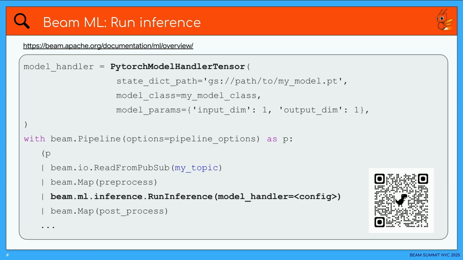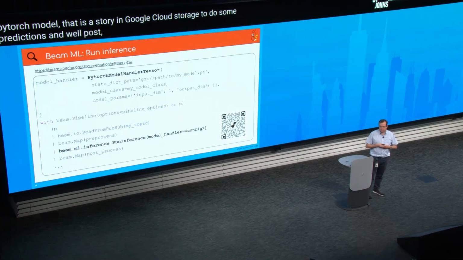RunInference, what is it? You have probably already seen it in other talks. It's just a very simple way to call a model from a pipeline in Apache Beam, in streaming, in batch, wherever. Here we have an example from the Apache Beam documentation of how to use a PyTorch model that is stored in Google Cloud Storage to do some predictions and post-process those predictions.